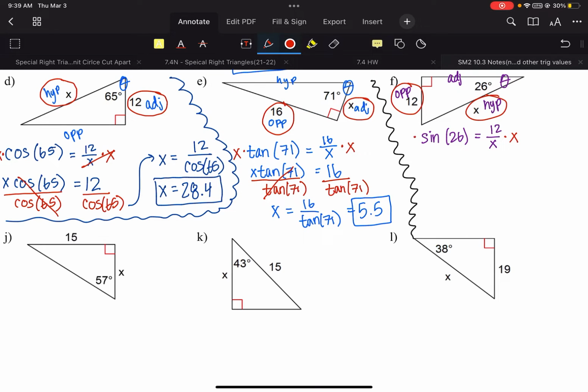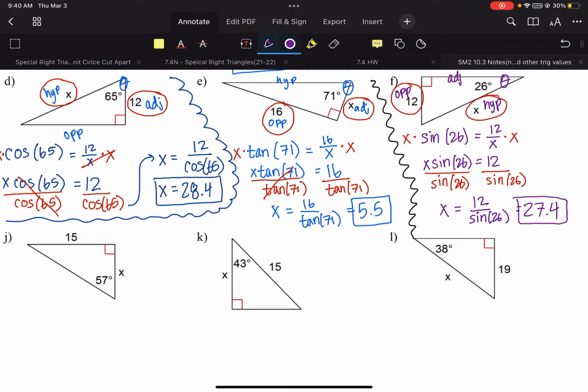Multiply both sides by my x value. So x sine of 26 is equal to 12. Divide both sides by the sine of 26. And you're going to get that x is equal to 12 over the sine of 26, which is equal to 27.4. Okay, so that is how you work through solving these types of problems.